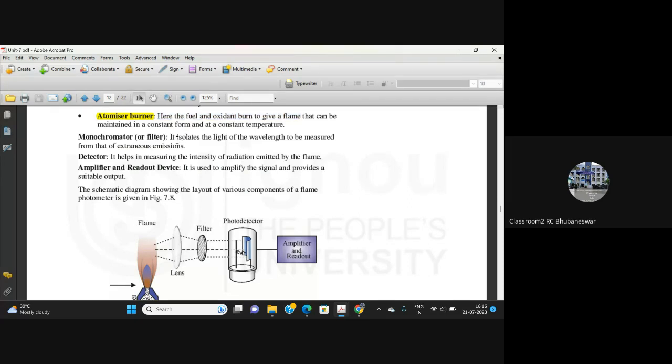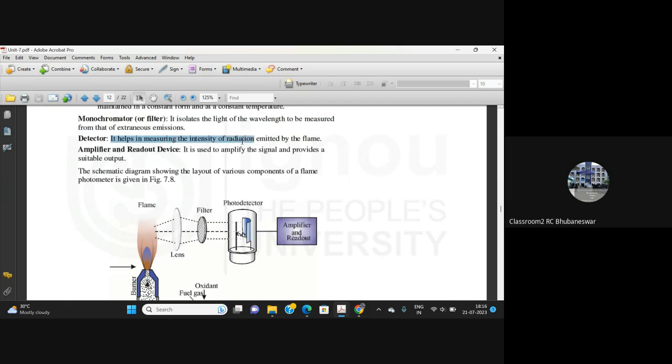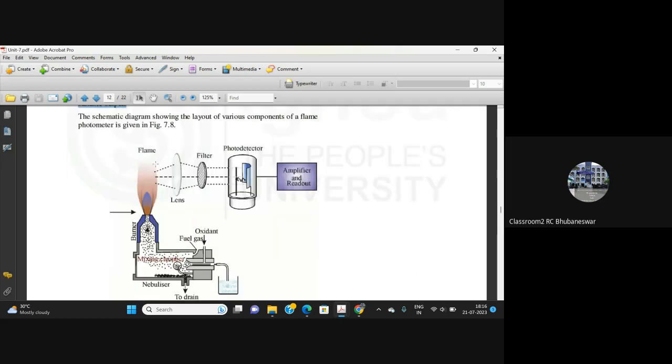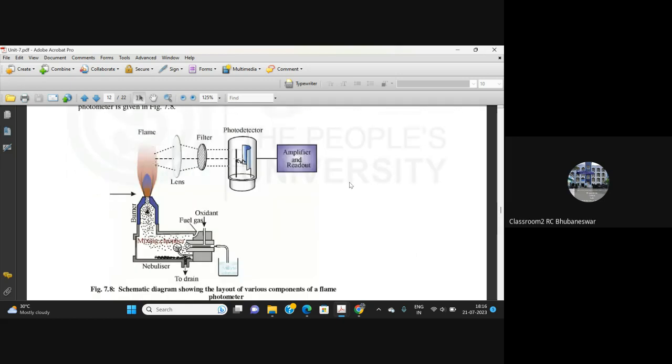Then there will be a filter or monochromator which will isolate the light of the wavelength to measure the emission process. Then the detector will be there, like the way we saw for the other spectroscopy methods. Then the amplifier will amplify the signal, and a readout device will be there. We studied this similarly for other spectroscopies, but here the difference is this beginning part.